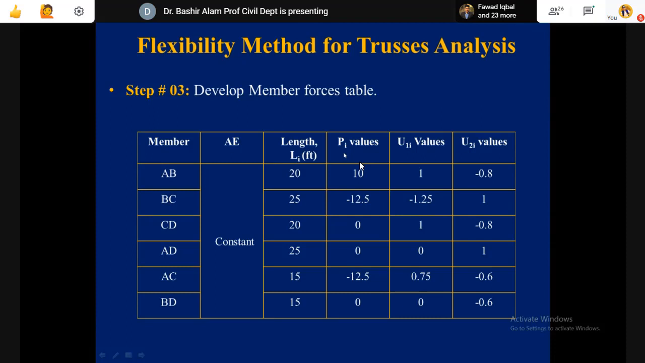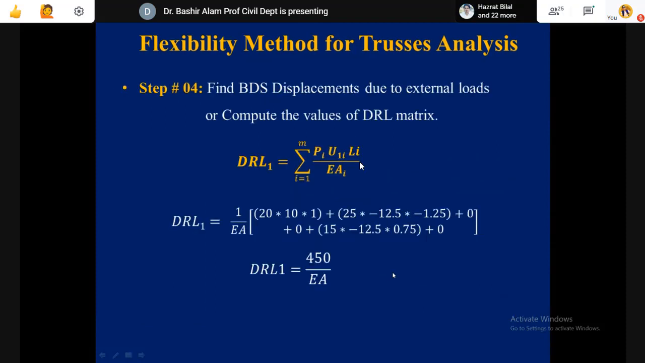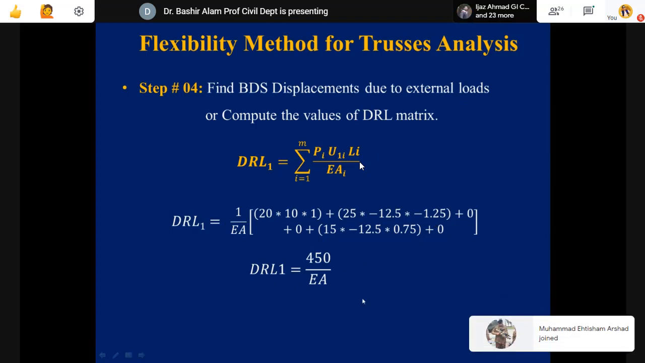Then DRL2 will be PI and U2I, this combination. Then F11 will be coming from the product of U1 and U1. F22 will be coming from U2 and U2. And F12 is equal to F21 will be U1 and U2. Here you can see all these, from all the six members, you can see the combination now. DRL1 was summation of P U1 L divided by EA. So when we do this for all the members, we get the DRL1 value.